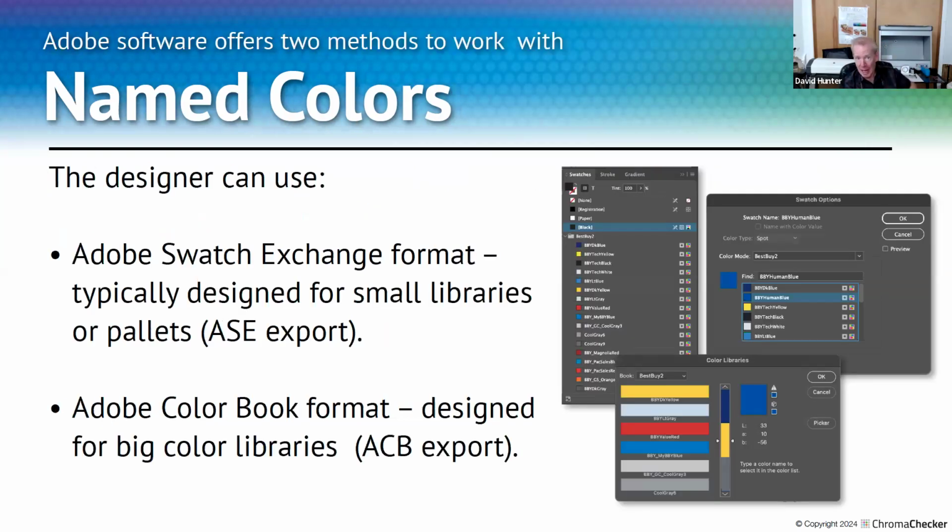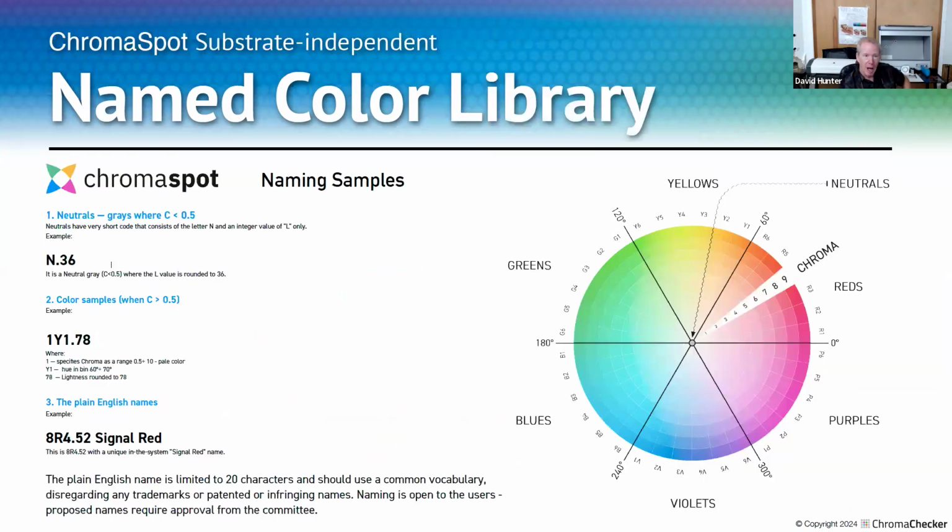Now, if you're using Adobe apps, you can use the Adobe Swatch Exchange format or the Adobe Color Book to create colors, export colors, communicate colors. And depending upon where these colors came from, that'll determine whether or not their base is LAB or spectral. And ideally, you want to use spectral if at all possible. You can also use ChromaSpot.